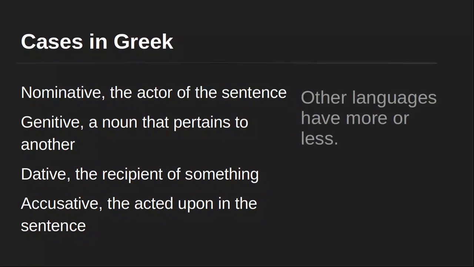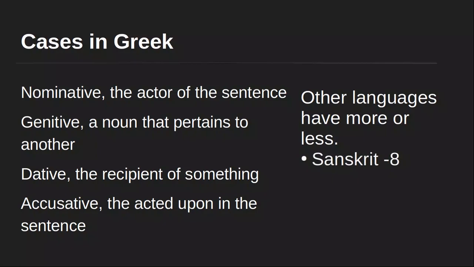Other languages have more or less, although these, the nominative, the genitive, dative, accusative, form the most common set amongst languages. There are only a few languages that I can think of that don't have the dative if they have the genitive, modern Greek being the only example I can think of. However, there are other languages that have way more.